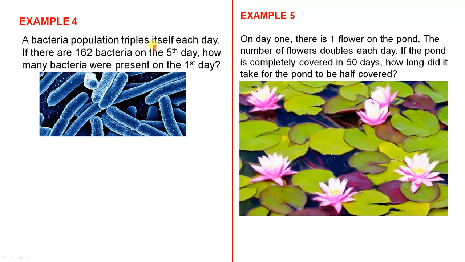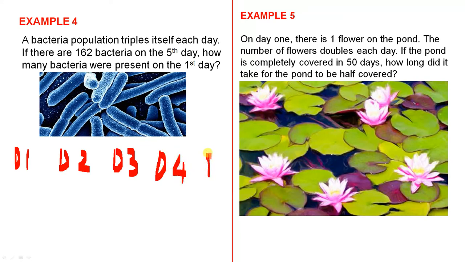A bacteria population triples itself each day. If there are 162 bacteria on the 5th day, how many bacteria were present on the 1st day? Okay, so we have day 1, day 2, day 3, day 4, and day 5.